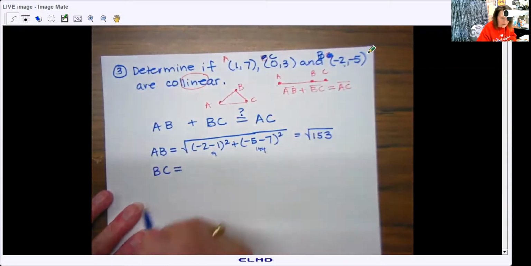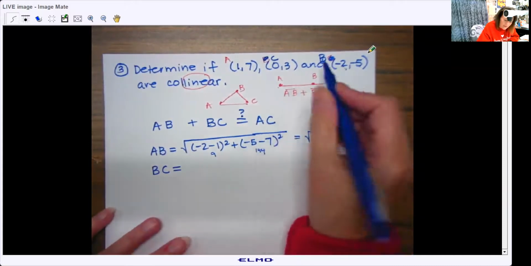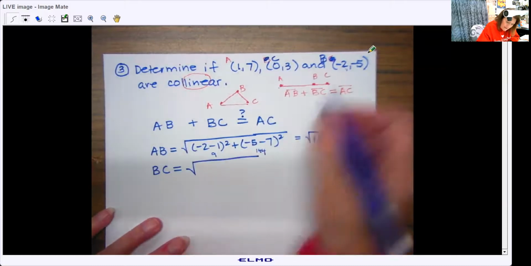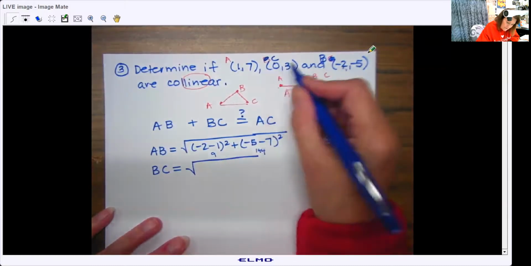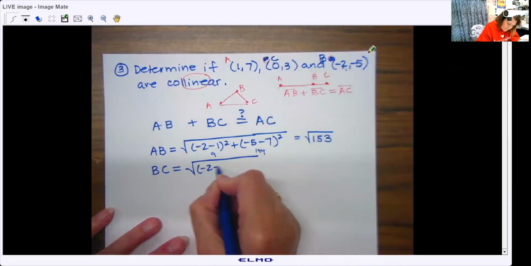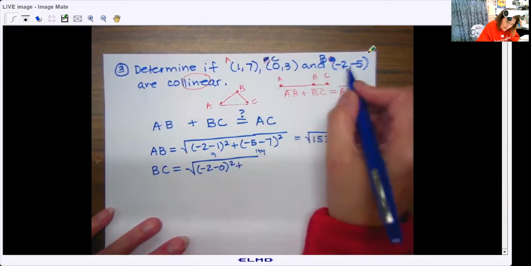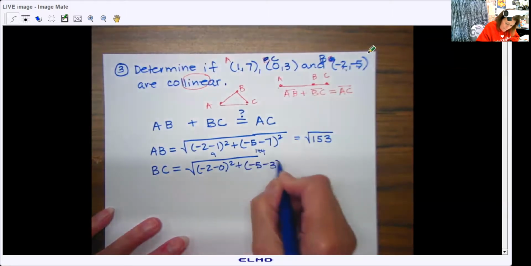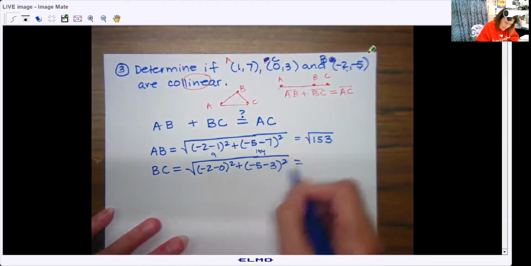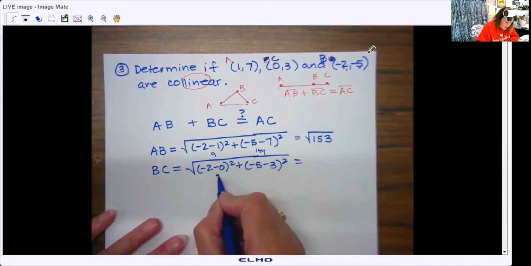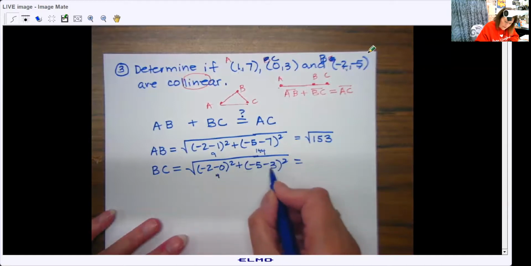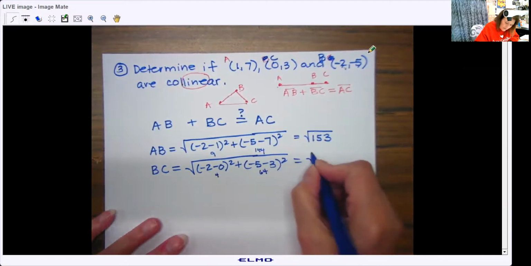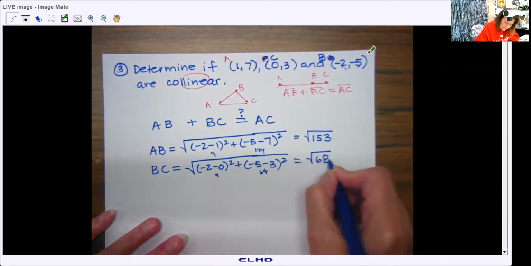Let's try BC. And it really doesn't matter which one you call A, B, or C. BC, these two. That is -2 minus 0 squared plus -5 minus 3 squared. So that's going to be 2 squared, which is 4, and that's going to be 8 squared, which is 64. Looks like that's the square root of 68.